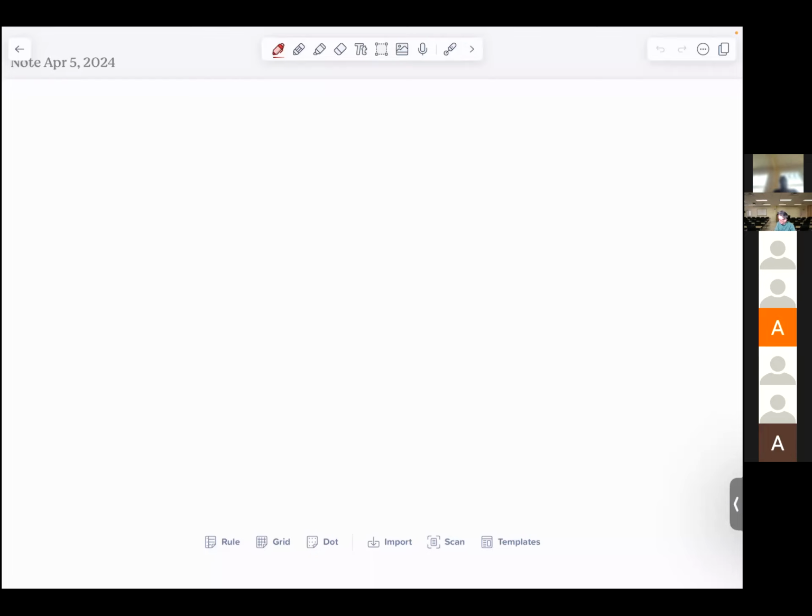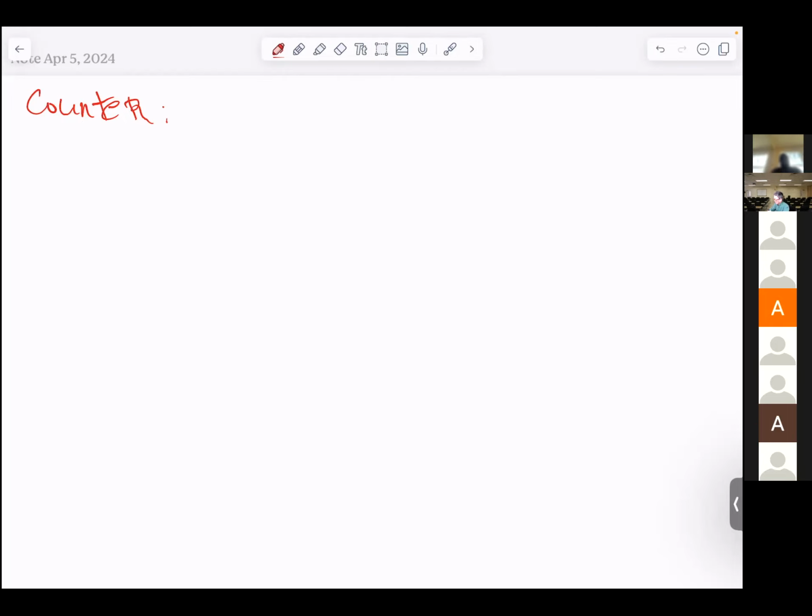Okay, last time we already talked about the counter. So now we see what happened to the counter. Basically, you get two different types of counter. Okay, number one, binary counter.